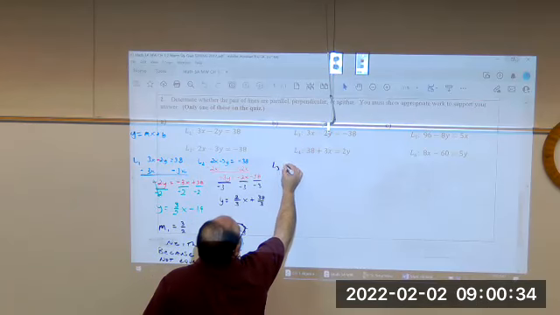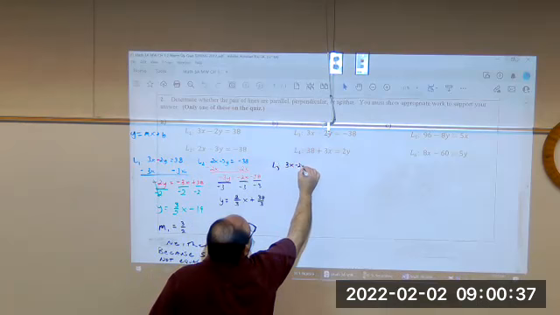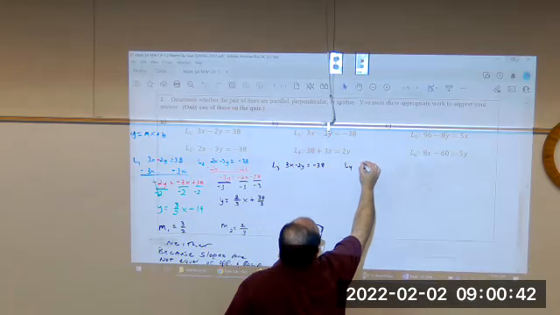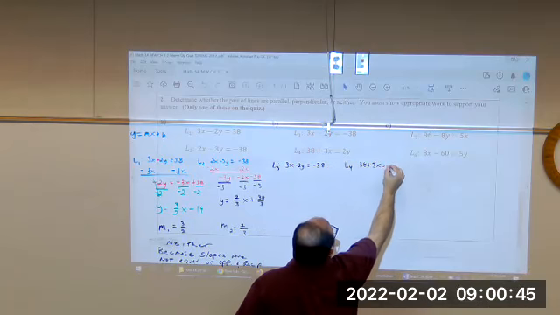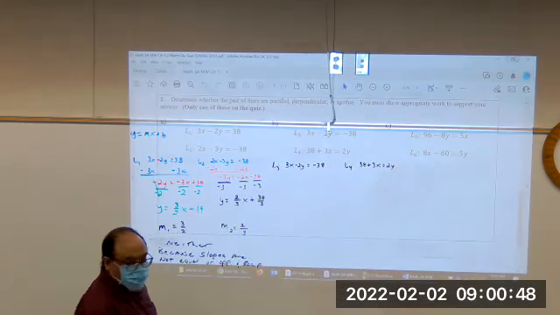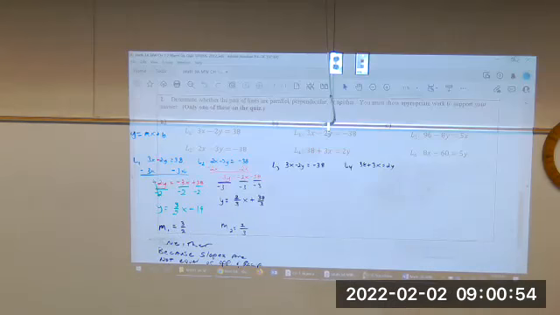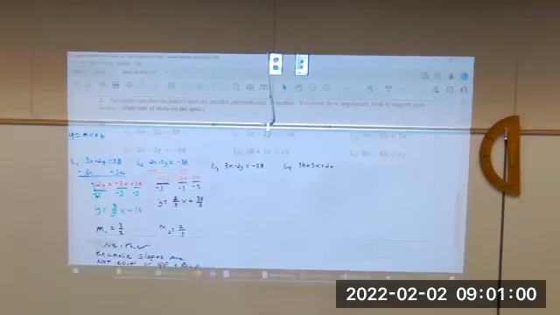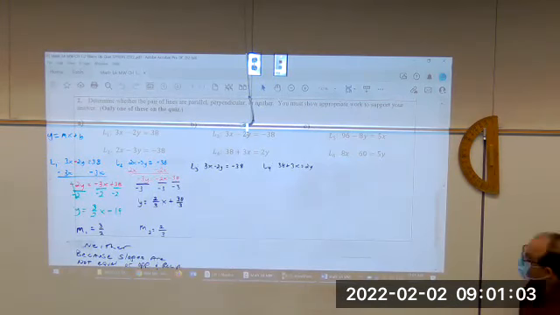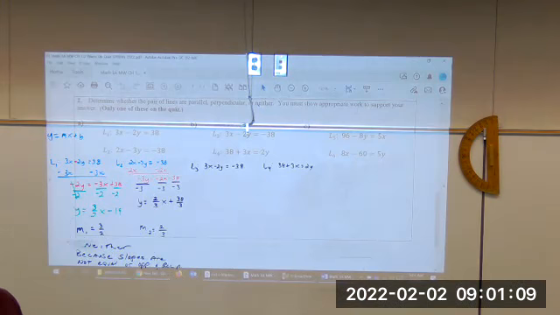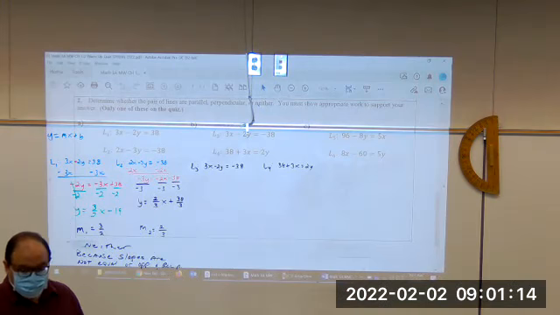Line 3: 3x minus 2y equals negative 38. Line 4: 38 plus 3x equals positive 2y. And as you can see, it's not just going to be given to you in standard form. I've got x's and y's in all sorts of different places.